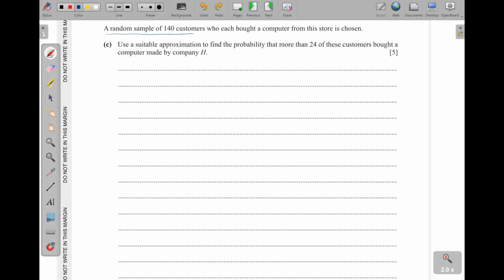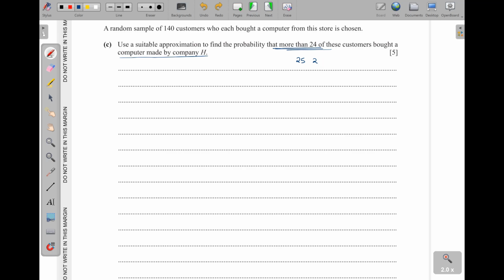Next, a random sample of 140 customers who each bought a computer from this store is chosen. Part C. Use a suitable approximation to find the probability that more than 24 of these customers bought a computer made by company H. Now, here the moment they say a suitable approximation, that means we are going to approximate the binomial to the normal distribution. So if we are finding the probability that more than 24 of these customers bought a computer made by company H, that means we are going to consider the numbers which are greater than 24, we have 25, 26, 27, 28. You are finding all of these probabilities up to when you get to 140. That one becomes so hectic.